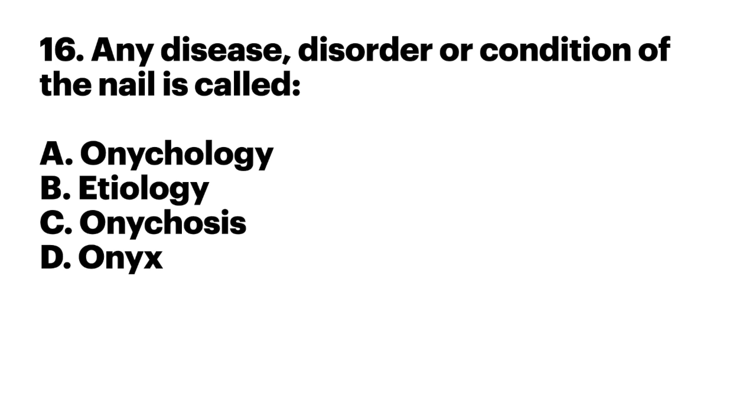Number 16, any disease, disorder, or condition of the nail is called A, onychology, B, etiology, C, onychosis, D, onyx. The answer is C, onychosis.